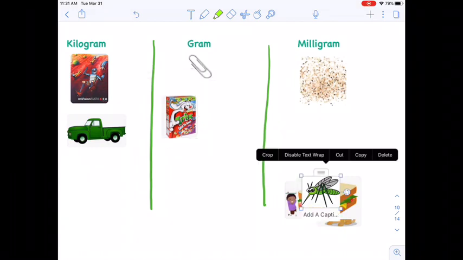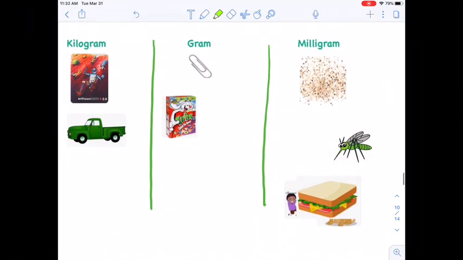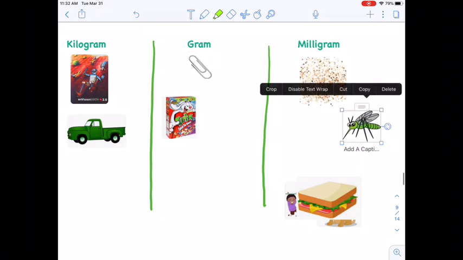How about a mosquito? They're pretty small. They don't weigh very much. Where do you think you would put them? Certainly they don't weigh more than your math textbook. I hope not, that would hurt. Do you think they weigh more or less than a paperclip? Do you think they weigh more than a grain of sand or less than a grain of sand? Well, I think they're probably somewhere between a grain of sand and a paperclip. So we would classify them under milligrams because we would use milligrams to weigh or to find its mass.